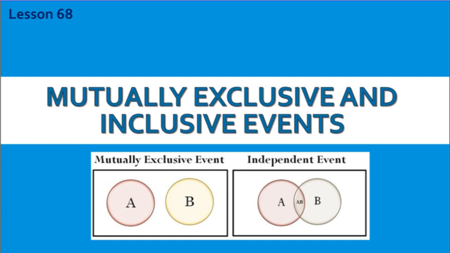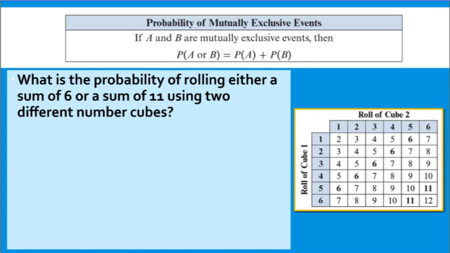Lesson 68, mutually exclusive and inclusive events. First off, mutually exclusive means you have two separate events happening, which means they can't happen at the same time. They don't overlap. Inclusive events means you have two events that can have some overlapping data. So let's take a look at some examples here.